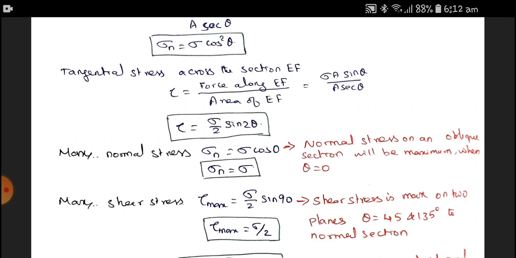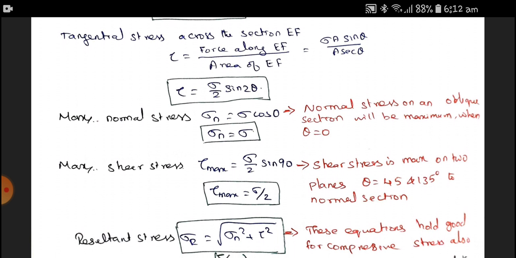The maximum normal stress sigma n is equal to sigma cos 0. That means at the plane of 0 degree, the normal stress on an oblique section will be maximum. Therefore, theta becomes 0, and the normal stress is equal to sigma. You have to understand that the shear stress is always perpendicular to the normal stress. Therefore, if the normal stress is acting on a plane at 0 degree, then the shear stress is acting on the plane at 90 degree.